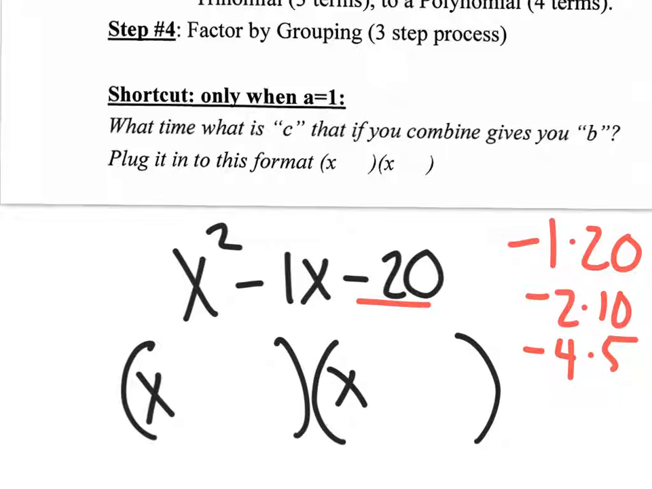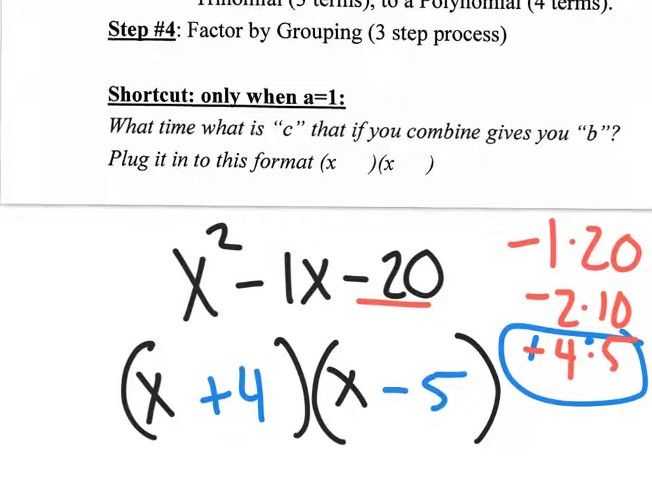And if we combine them to see which pair of numbers combines to give us the b value, negative 1, this guy, if I combine it, gives me 19. This gives me 8. This gives me positive 1. So I know I want a negative 1, and this gives me positive 1. That means these are the right numbers. They just have the wrong signs. I want it to give me a negative 1, so I need to change both signs. Positive 4, negative 5. So that's going to be a positive 4 and a negative 5. That's what we used to do last week, and we're still going to continue doing that using the shortcut.